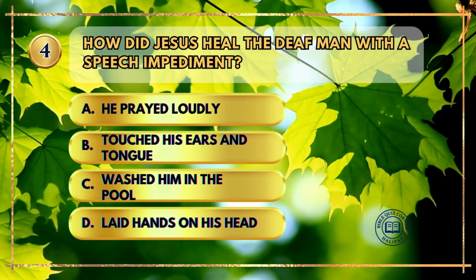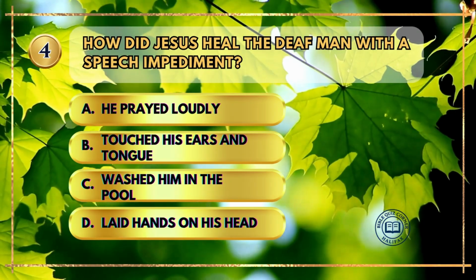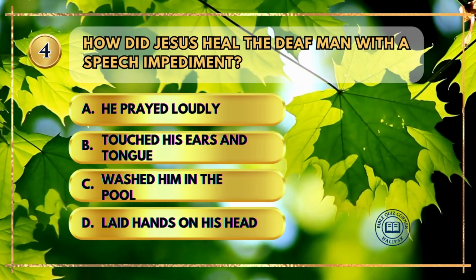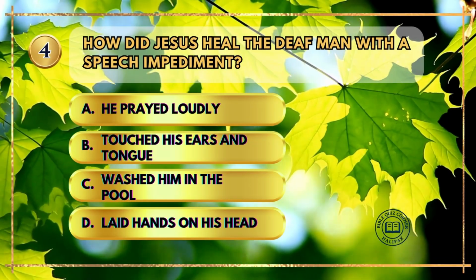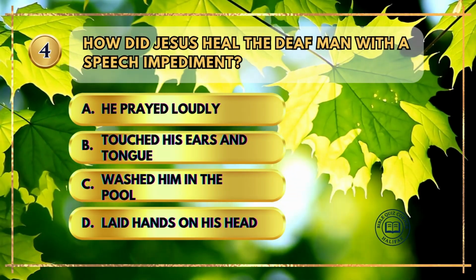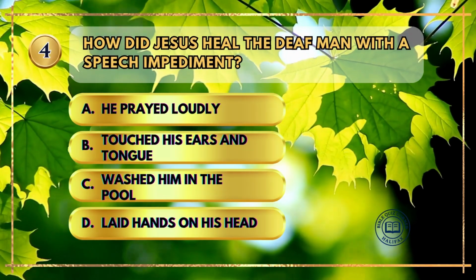Next up, question 4. How did Jesus heal the deaf man with a speech impediment? A. He prayed loudly. B. Touched his ears and tongue. C. Washed him in the pool. D. Laid hands on his head.